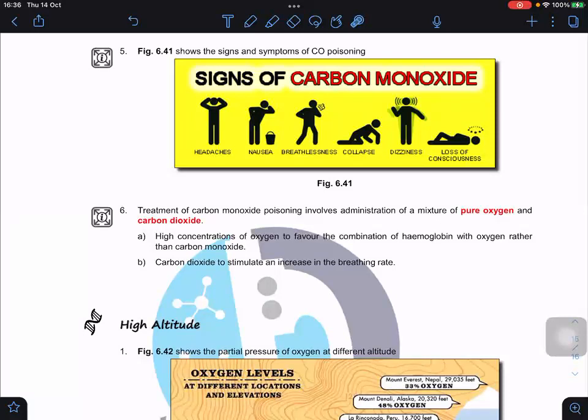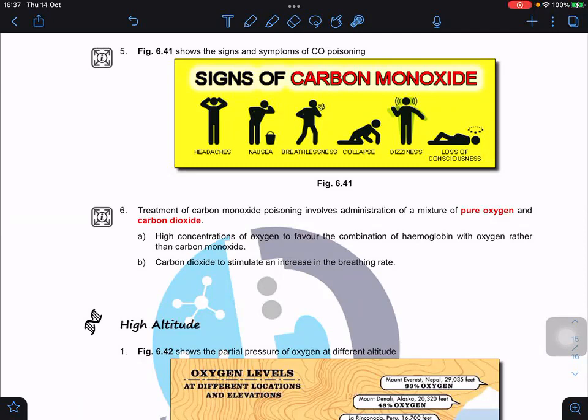So what is the treatment? The treatment of carbon monoxide poisoning involves an administration of pure oxygen and also carbon dioxide. So why pure oxygen? The affinity is low, definitely, but we increase the amount of oxygen with pure oxygen, then we hope that those hemoglobin molecules that haven't bound to CO have a chance to bind with the oxygen. Are you clear? So allow our body to get rid of CO. But those that are already bound to CO, we can't do anything anymore.